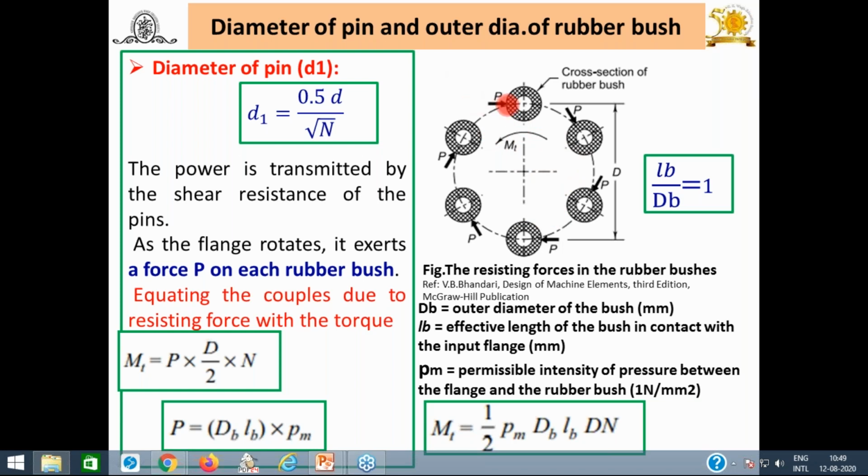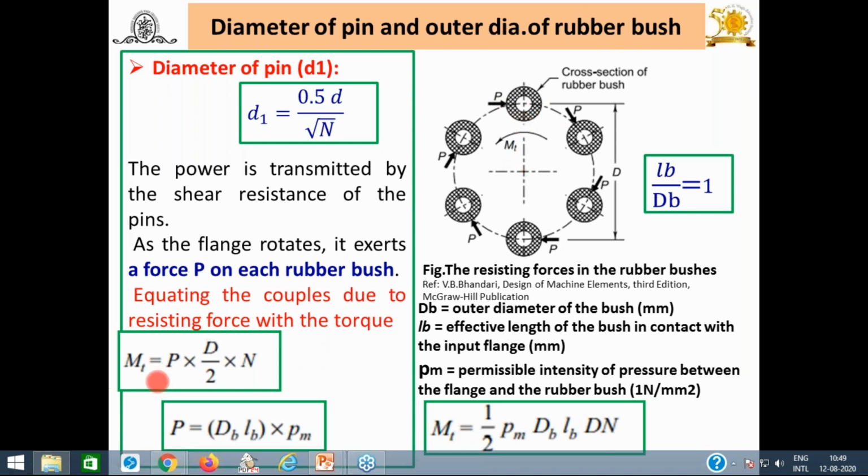Like in a rigid coupling, here also this force P gets exerted on the rubber bush. And why is it exerted on the rubber bush? To resist it. This is the resisting force to this Mt or torque. And this resisting force is again perpendicular, like in the rigid flange coupling. So what we have to do? We have to find out this resisting force. And because of that, you will get the resisting torque also.